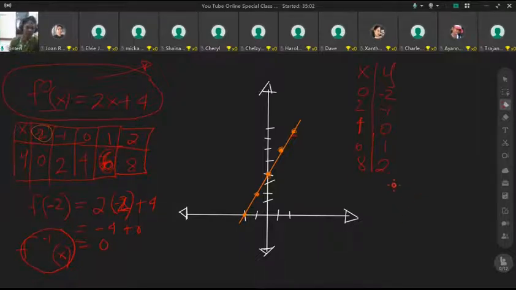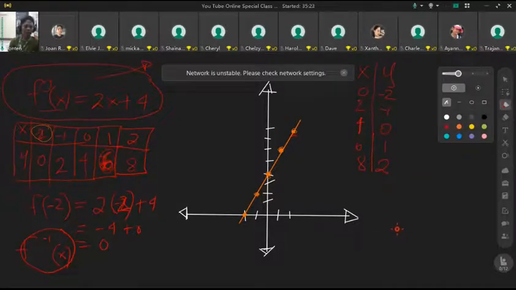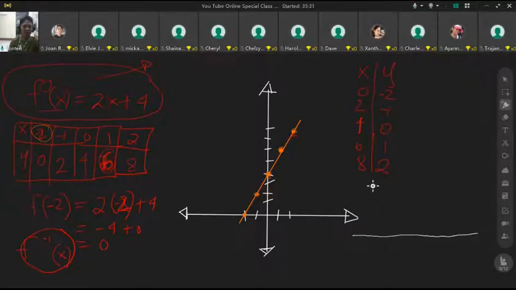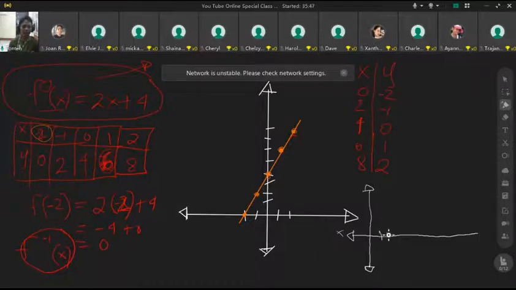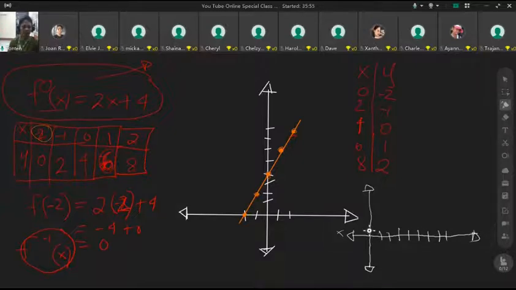So what's the image of our graph? Our graph looks like this. You cannot express the graph unless you try to sketch it. 1, 2, 3, 4, 5, 6, 7, 8. Positive 1, positive 2, negative 1, negative 2.